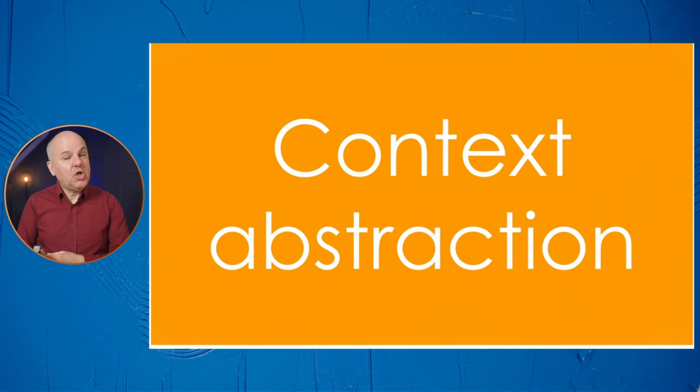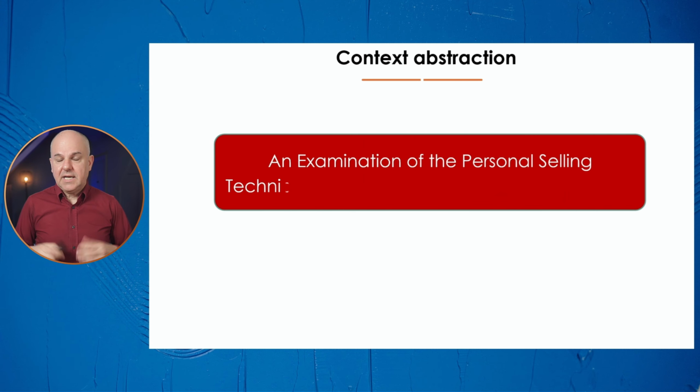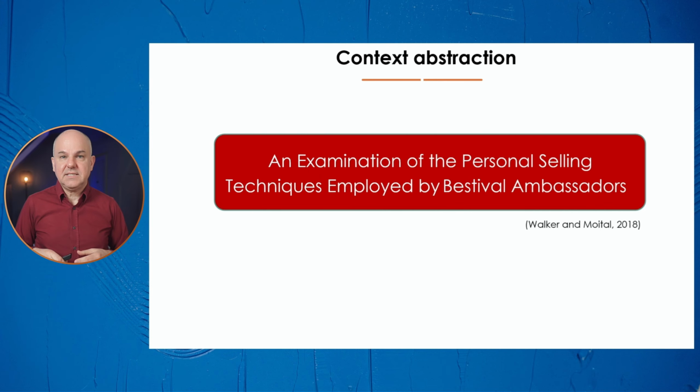We can look at context abstraction. Let's look at this example. The title is an examination of the personal selling techniques employed by, this is a festival actually around Bournemouth, where I am, and they use ambassadors to sell tickets. Basically, they say, if you sell 10 tickets, you get your ticket for free. And then people challenge themselves to sell 10 tickets to friends, friends of friends, and so on.